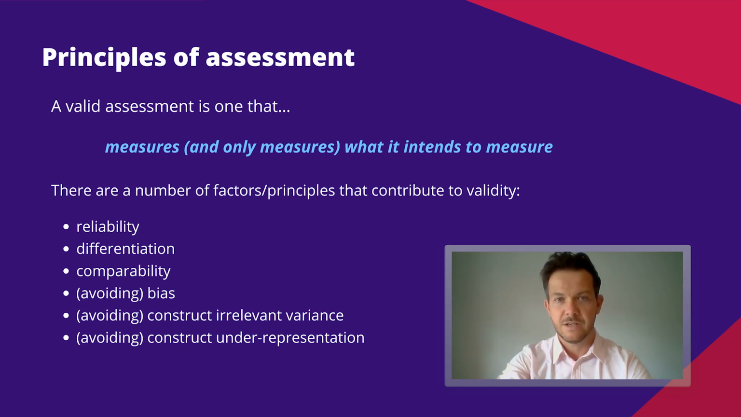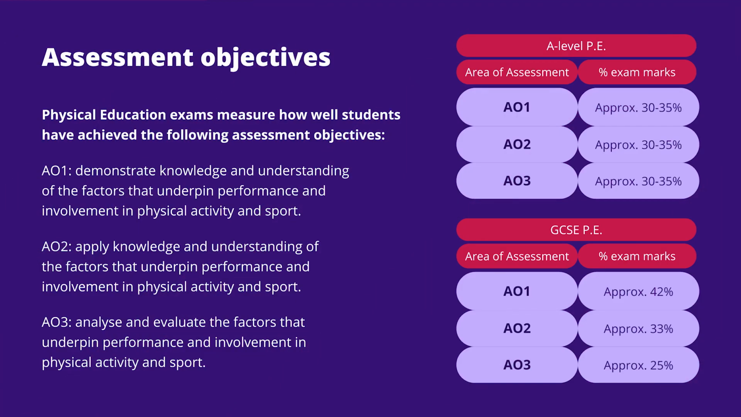across physical education assessments. The assessment objectives, which were introduced with the new specifications in 2016, underpin the validity of our assessments. As you will know, physical education exams assess students across three areas of assessment. AO1 assesses students' knowledge and understanding of the factors that underpin performance and involvement in physical activity in sport. These are facts and things which do not change.